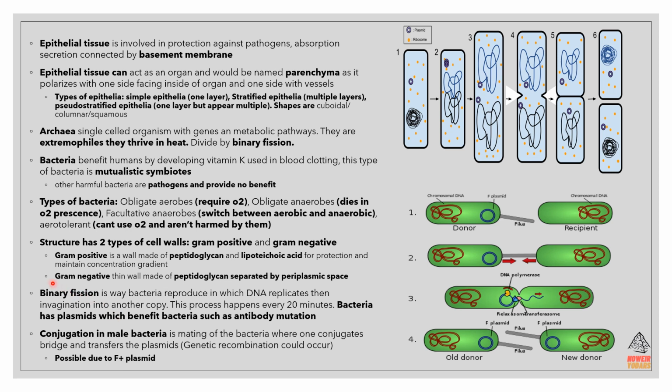So the second type is gram negative. It's a thin wall made of peptidoglycan and separated by periplasmic space. So gram positive is kind of thick, gram negative is thin. That's the way I want you guys to remember it.